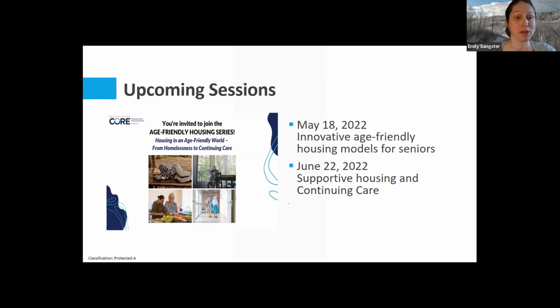So May 18th, we will be talking about some innovative age-friendly housing models for seniors. We're hoping to have a panel format with some very specific examples. And then in June, June 22nd, we will be looking at supportive housing and continuing care.